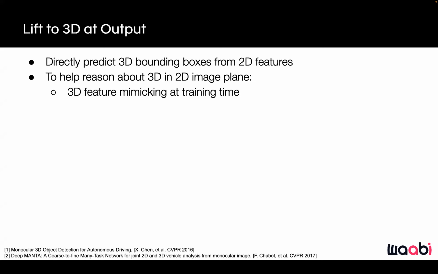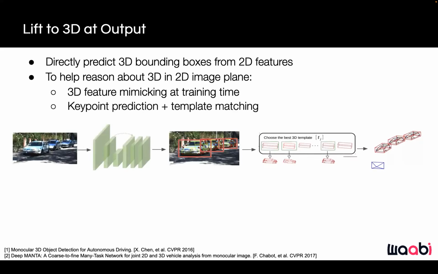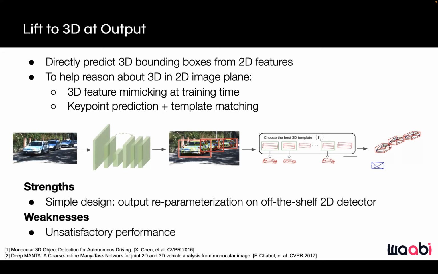From the perspective of feature learning, we can add 3D LiDAR data as input during training and regularize the 2D image features to match the 3D LiDAR features, and then remove the LiDAR at test time. From the perspective of output parameterization, instead of directly predicting the 3D box, we can predict the object key points in 2D and solve the 3D bounding box via template matching, as we show in this figure. This type of approach can be considered a simple extension of the existing 2D detectors with a different output target. However, the performance is usually unsatisfactory when measured in 3D space.